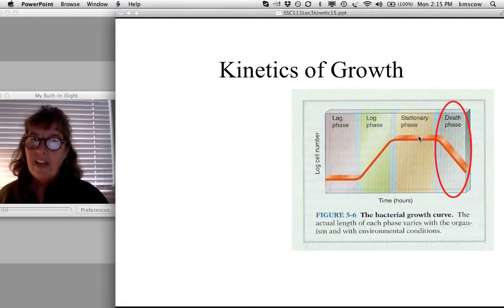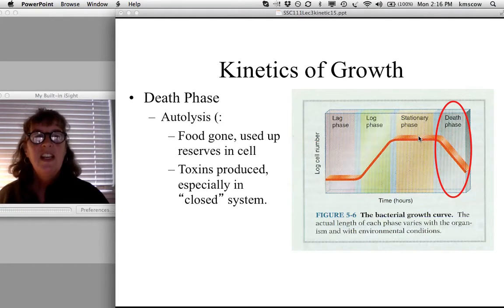And then death. Death comes to all of us. In this phase, you see a decline in the log cell number, and the decline comes from autolysis. That means the organisms lyse, or fall apart, and you're no longer going to see them as cells. This is when the substrate is gone, and maybe they've gone through a stationary phase. Some organisms don't go through that, but all the food is used up, and also the reserves, like the fat in the cells, are used up. That's one reason for this.